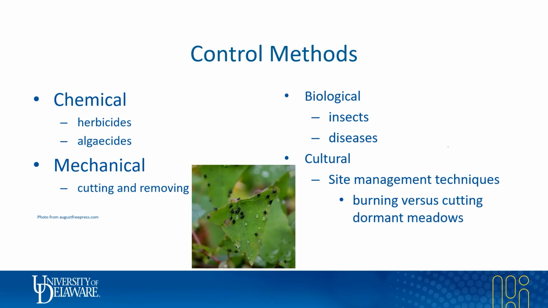There's biological, so insects and diseases. Those are really controversial, especially if you don't know exactly what those insects are going to do somewhere else. But there is a lot of research going on with several different plant species, and I think I have some examples later on. And then cultural, so just basically how you're managing your land. Are you mowing it two times a year, one time a year? Are you burning it versus cutting dormant meadows? What different things can you do to change up what you're doing? Okay.